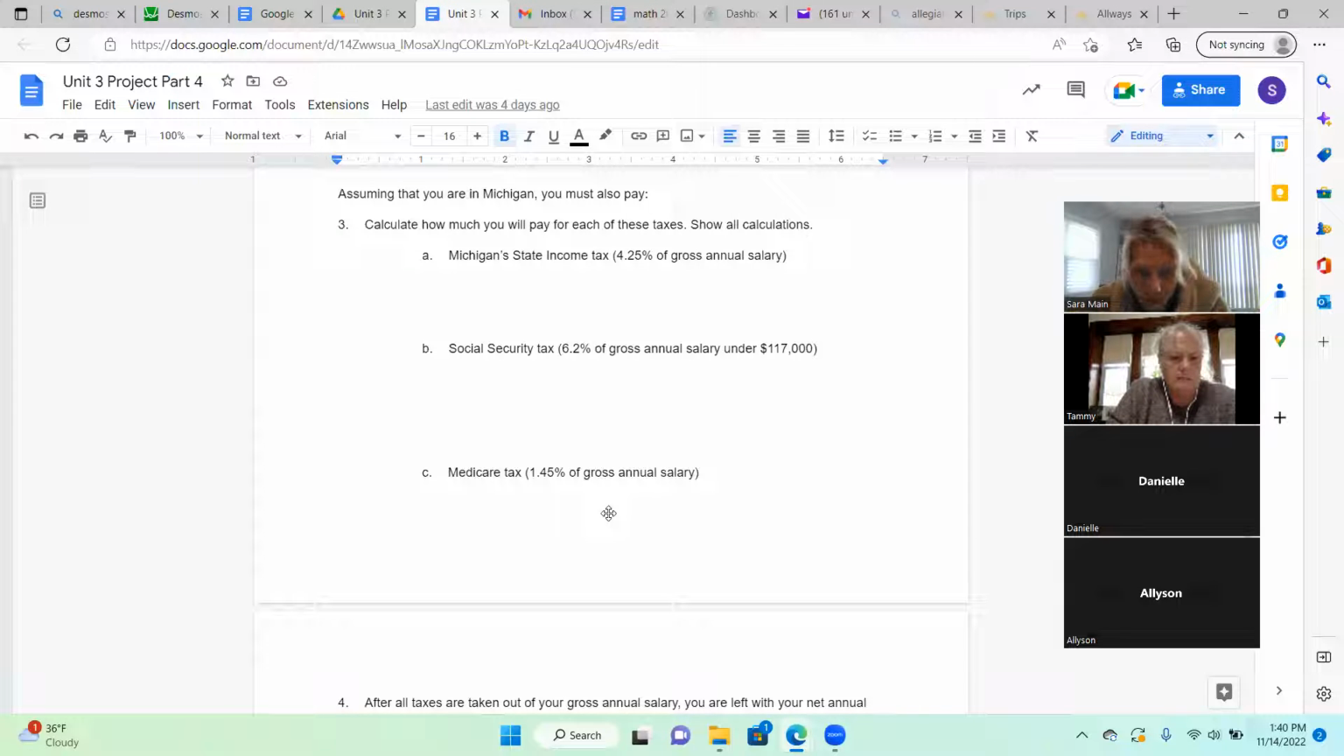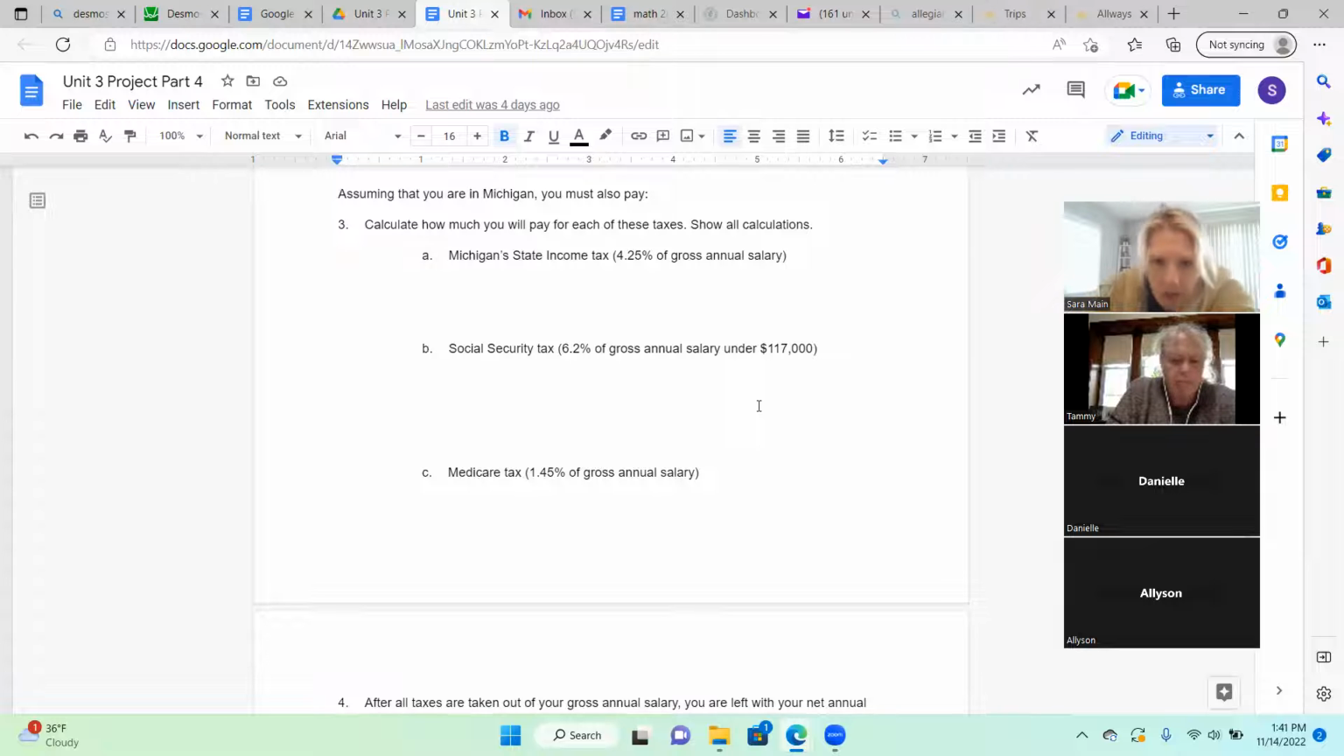Her Michigan state income tax, which is 4.25% of her gross annual salary. So that's after any deductions or whatever. And we're not getting into that in this class. And then the Social Security tax is 6.2% of her gross annual salary, under 117,000. So if she makes more than 117,000 in her gross annual salary, she only pays this maximum amount. And then the Medicare tax is 1.45% of gross annual salary.